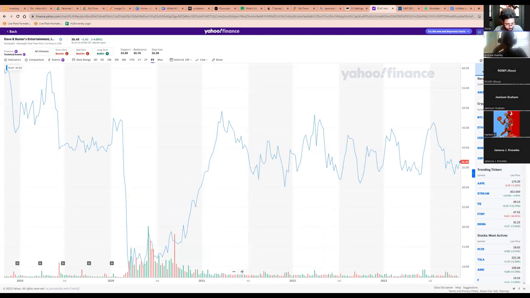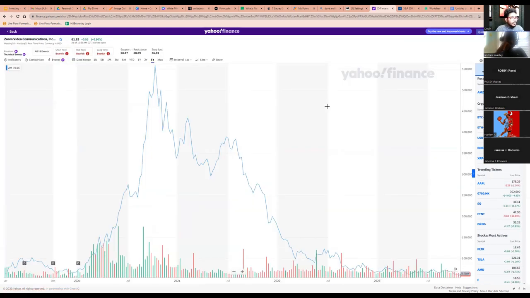Let's go look at Zoom over the last 5 years. Here we go. Look at 2020. Do you see down here where my mouse is? This is 2020. Look at what Zoom did in 2020. Their stock went way up because people were using it more. Exactly.